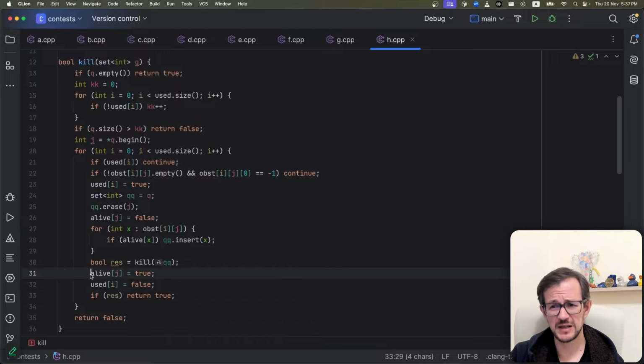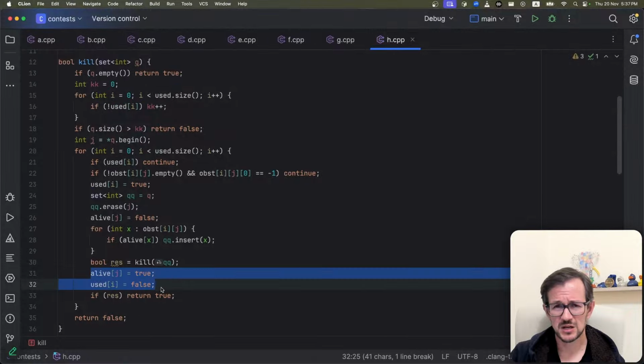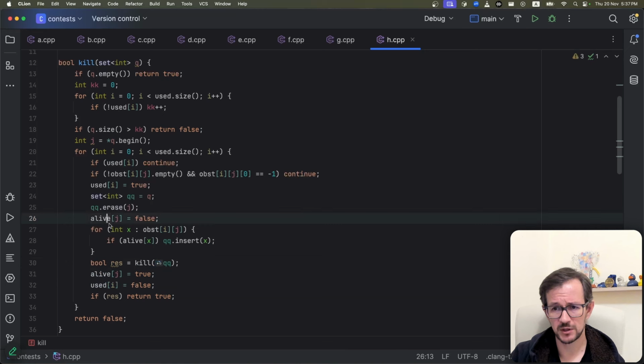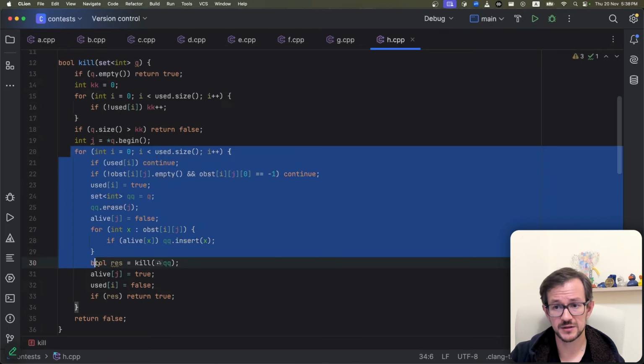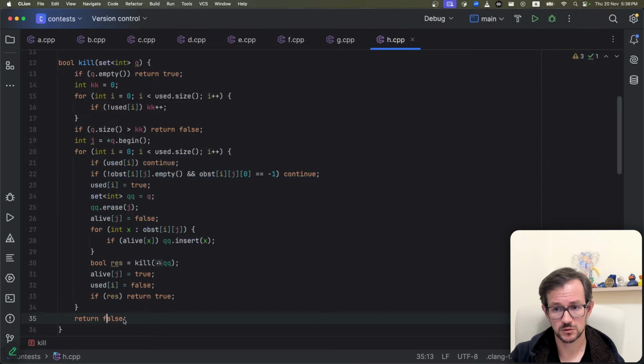I also clean the array after I'm doing it. So I have this array, alive and used, to see which monsters are alive and which guns are used. I change it here, and I also like to clean it after. So that's how you normally implement backtracking. You do a recursive call: you change something, do the recursive call, and then undo this to clean the array back. That's it. If you tried all the guns and nothing worked, then you return false.